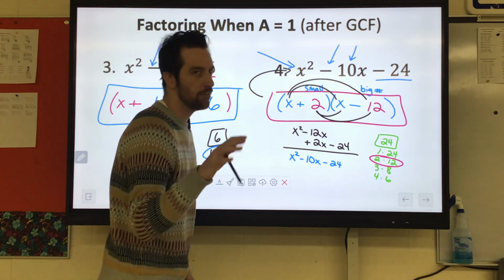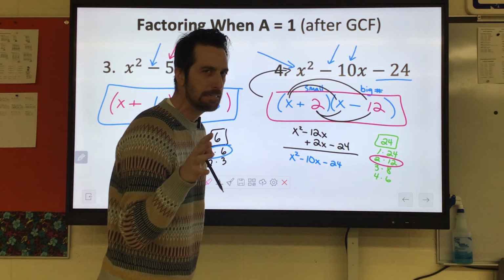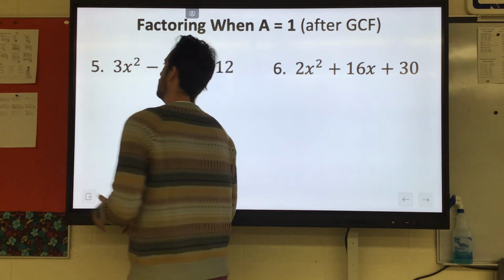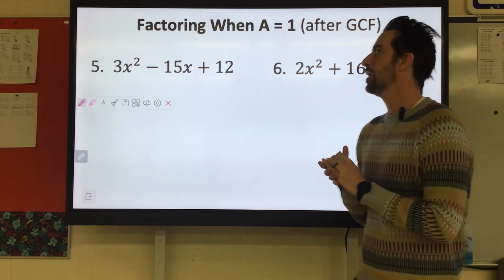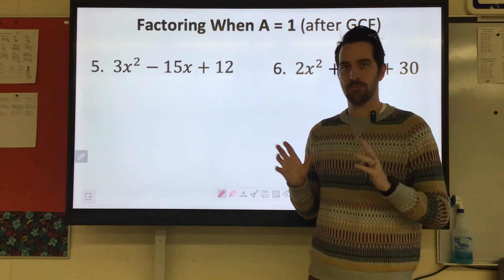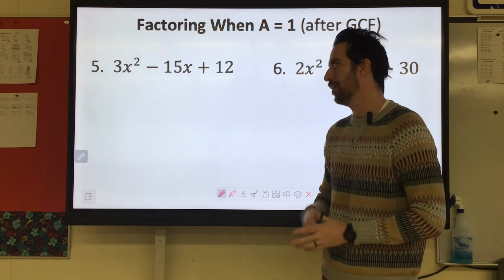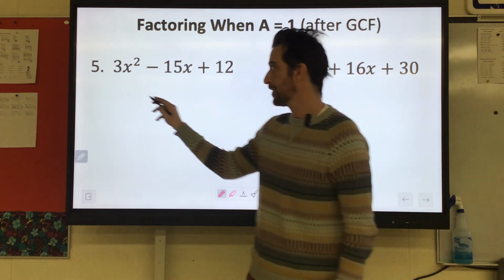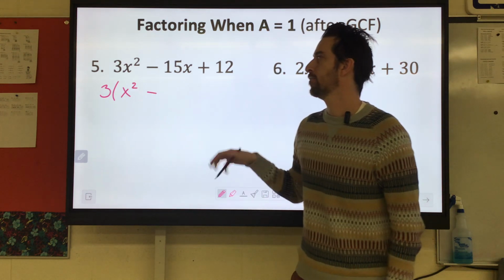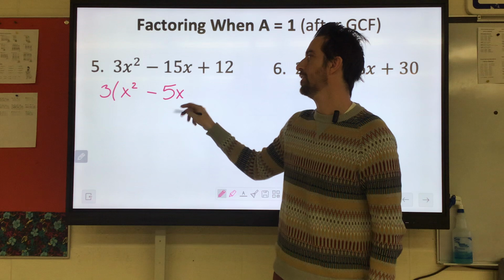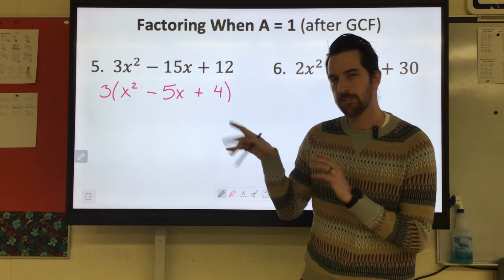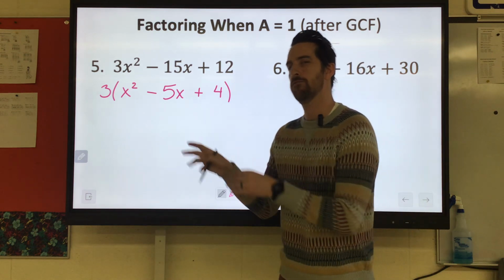All right, 5 and 6. You might notice it's not just a 1 out in front on these. Uh-oh. Oh, dear. So if you look at number 5, 3x squared minus 15x plus 12, whenever you're factoring, you should always look for a greatest common factor first. Take that out right away. These are all divisible by 3. So we're going to factor out a 3. 3 times x squared is 3x squared. 3 times negative 5x is negative 15x. And 3 times 4 would give us 12. Now the 3 on the outside, we can kind of ignore that until we're ready for our final answer.